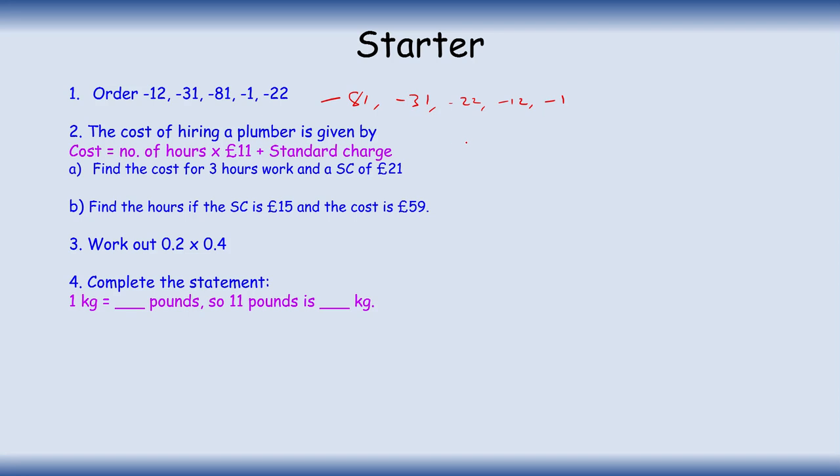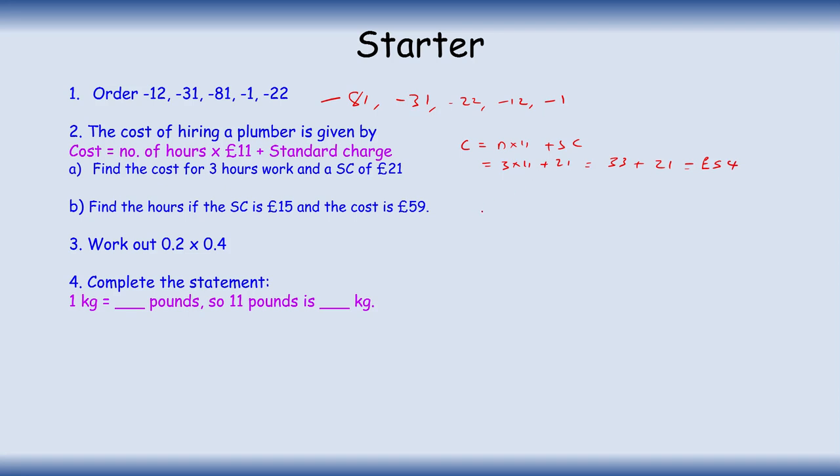Here we've got the formula. Cost is equal to the number of hours times 11 plus the standard charge. So if we have 3 hours, the cost is going to be 3 times 11 plus 21. So that's 33 plus 21, which will give us 54 pounds.